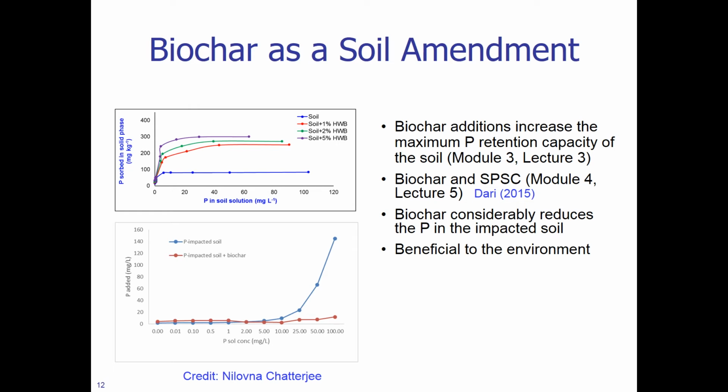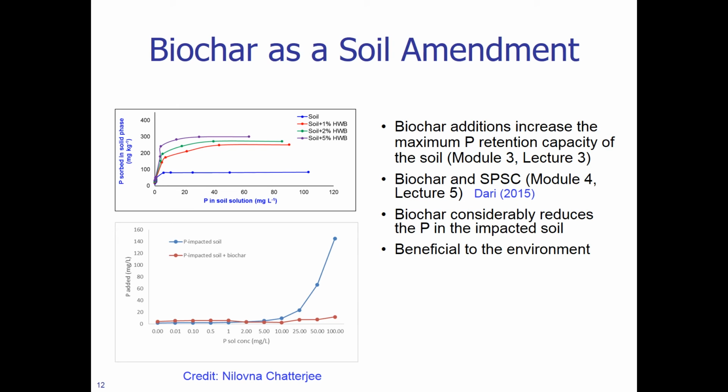Now we come to a different sort of situation. If a soil is already P impacted, what would happen when you add biochar to the soil? Now, the bottom graph just shows that in a heavy P impacted soil, when you add biochar, the level of P would actually be less. All right. So what does this mean? That is now that the biochar is able to adsorb onto the P.